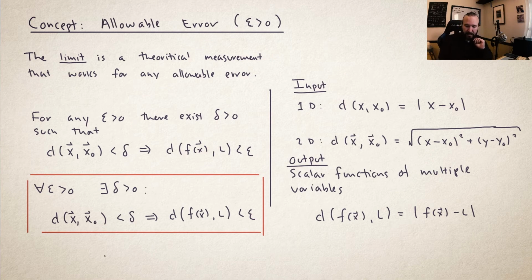So if I read this, for any epsilon, there exists a delta such that if the distance between x and x naught is less than delta, then the distance between f of x and L will be less than epsilon.